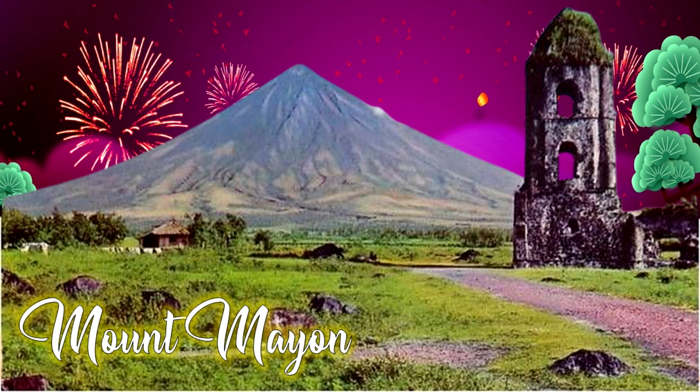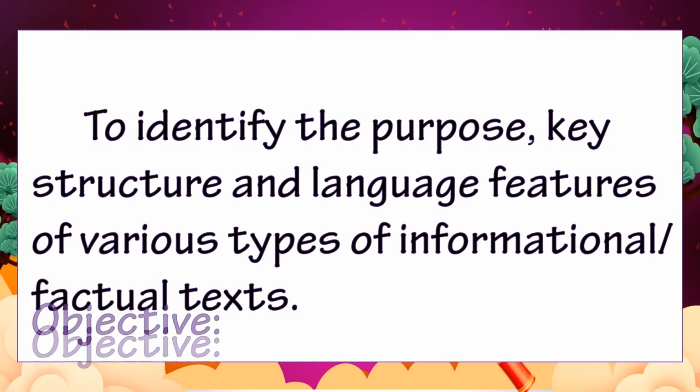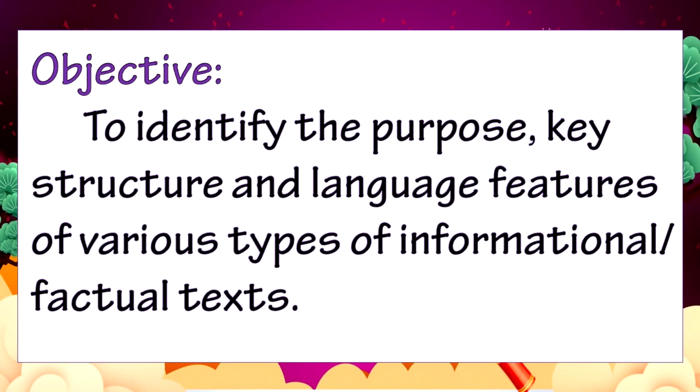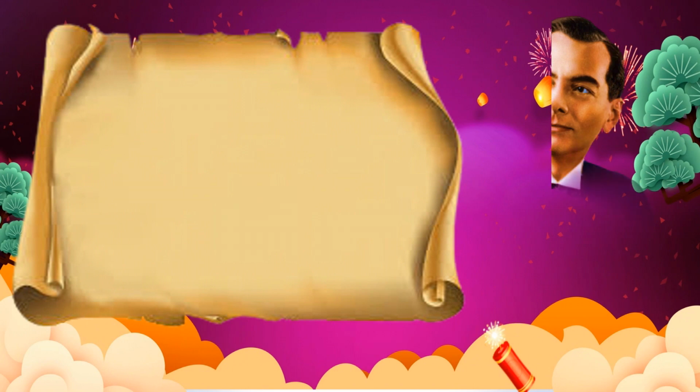A number of factual information may be given or generated about Mount Mayon. Using the given information, you will be able to write a text or paragraph that provides a description on the given picture or item. Providing a factual description is one of the ways in writing informational or factual text. So, in this topic, you are expected to identify the purpose, key structure, and language features of various types of informational or factual texts. Let's read President Manuel L.